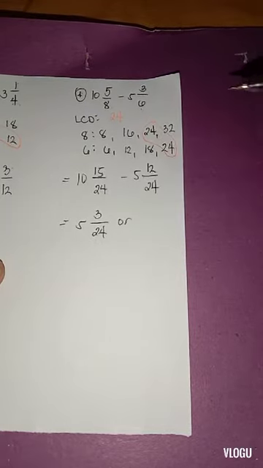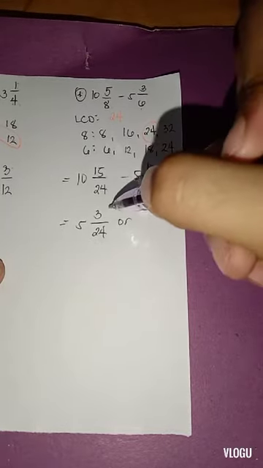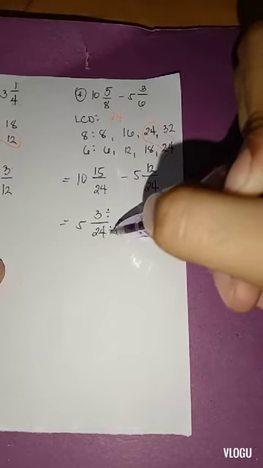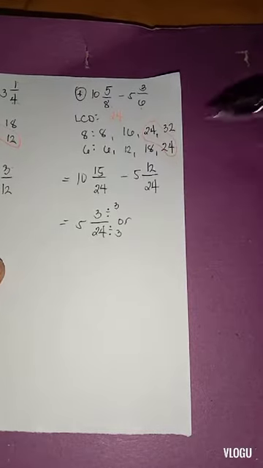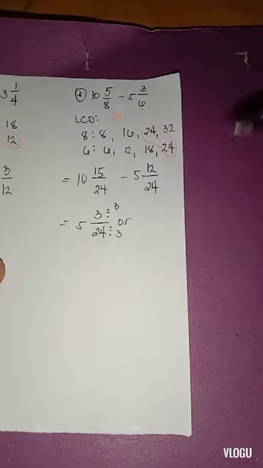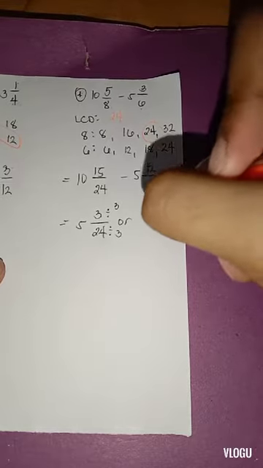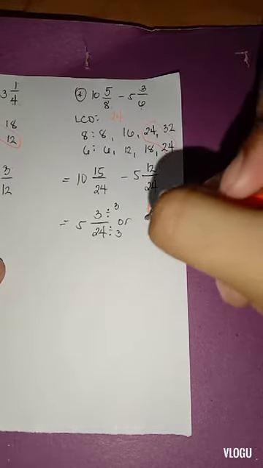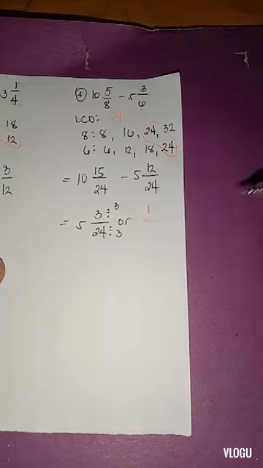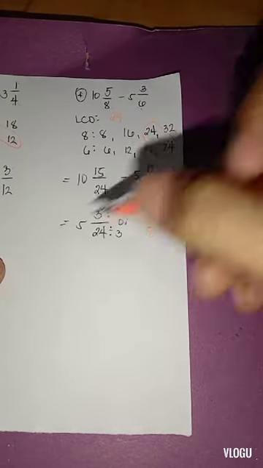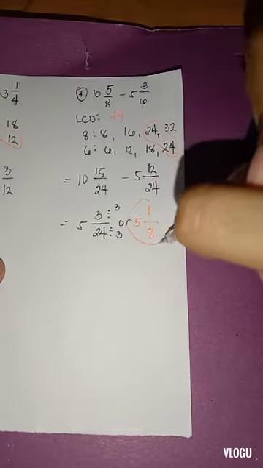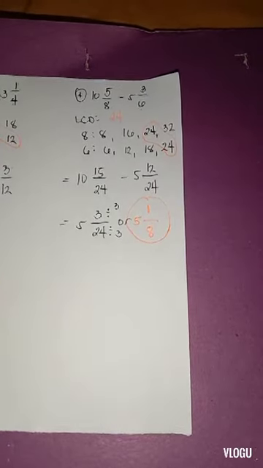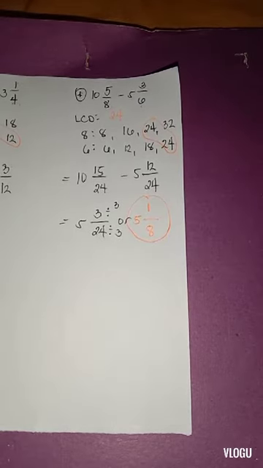So syempre, divide natin sila sa kanyang greatest common factor, which is number 3. Diba? So 3 divide 3, we have here 1. Over 24 divide 3, we have here 8. And then copy the whole number, which is 5. Therefore, our final answer here is 5 and 1/8. So, ganyan lang mag-subtract ng dissimilar fraction.